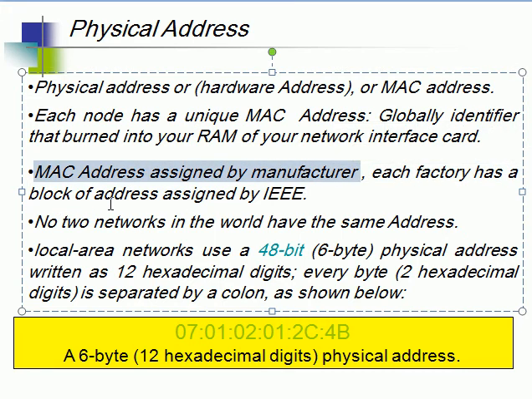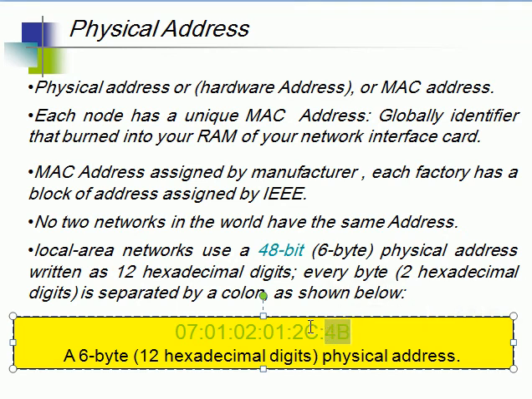The factory has a block of addresses assigned by an organization called IEEE, which is the International Electrical Engineering, International Electronics Engineering Organization. So there are not two networks in the world that have the same address. Any network should have a different address. This address consists of 48 bits. That means it's 6 bytes. This is 1, 2, 3, 4, 5, 6.